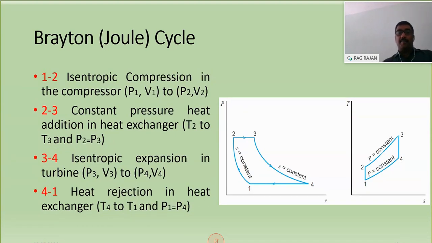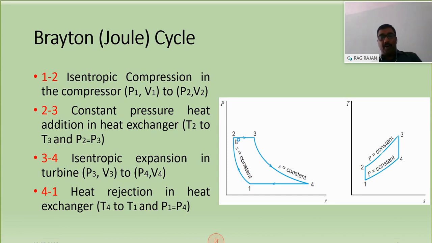The same thing which I mentioned here, but I am going to explain the different parameters. That is isentropic compression in the compressor, where P1, V1, you can add T1 also, P1, V1, T1 is changed to P2, V2 and T2. During 2 to 3, there is a constant pressure process, so P2 and P3 are the same.